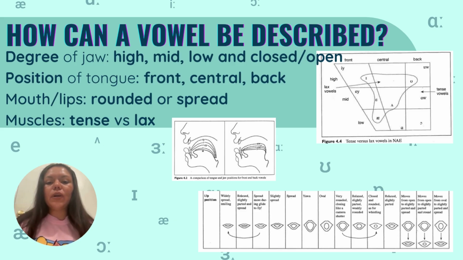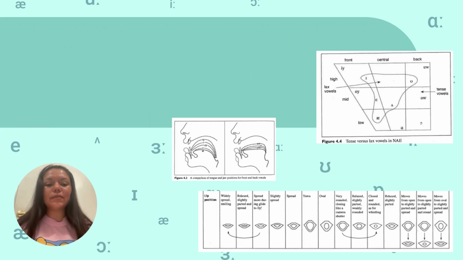Another area we use is the position of the tongue. Is the position of the tongue front? Is it center? Is it back? And finally, are the muscles tense or are they lax when creating this phoneme vowel sound?